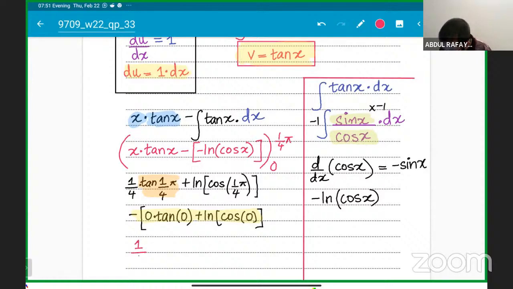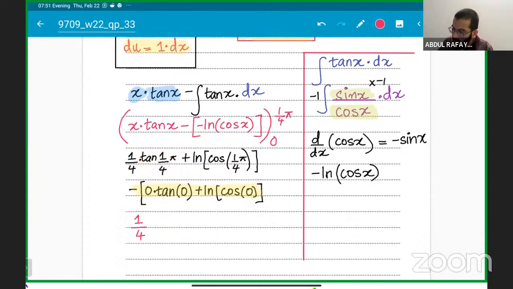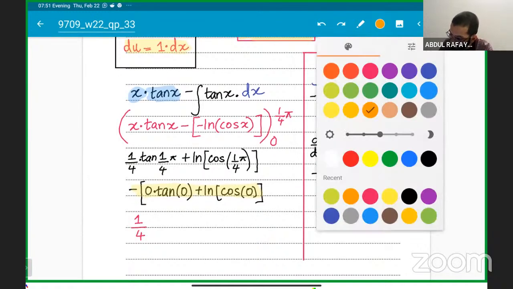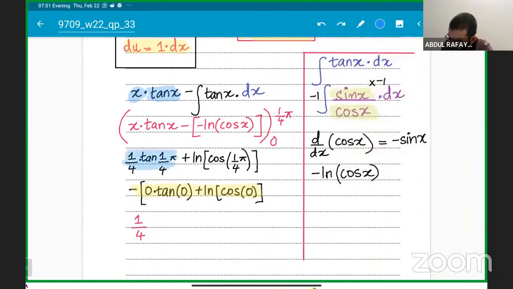Is everyone with me? I'll explain it again. The yellow highlighter part for 0 will give us 0 as the answer. This will give us the answer as 1 over 4 pi. Let's see what this will give: plus ln cos 1 over 4 pi, and cos 1 over 4 pi is ln square root 2 over 2.